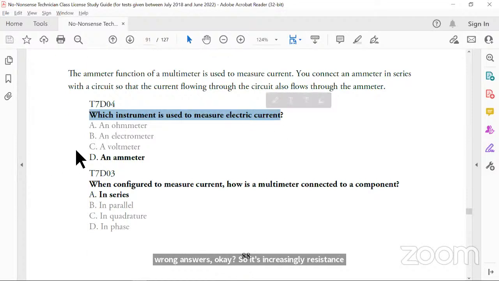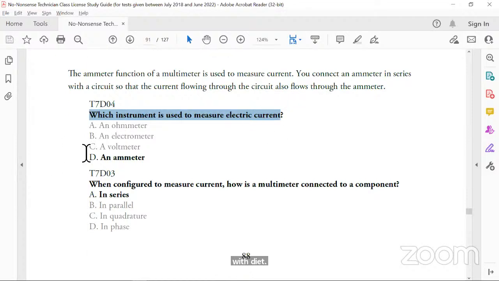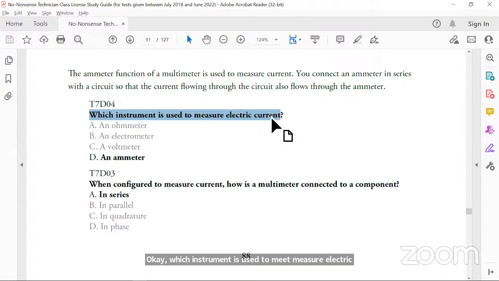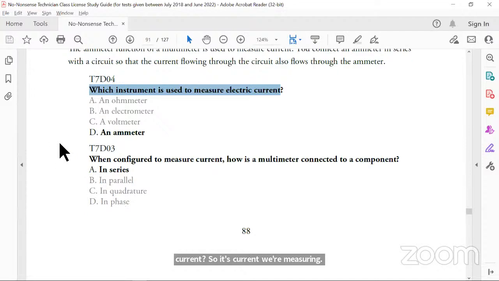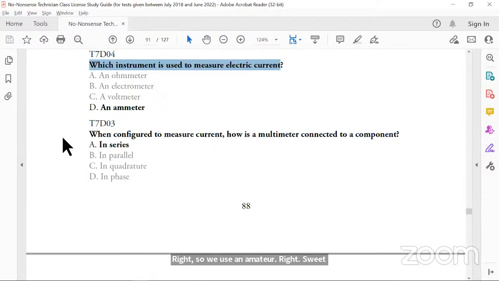Okay. Which instrument is used to measure electric current? So it's current we're measuring, right? So we use an ammeter, right? So we're trying to measure current. Okay.